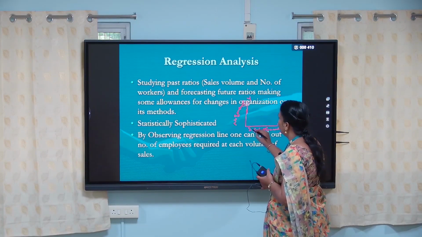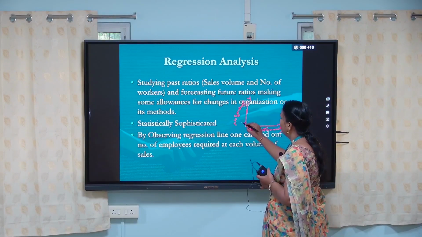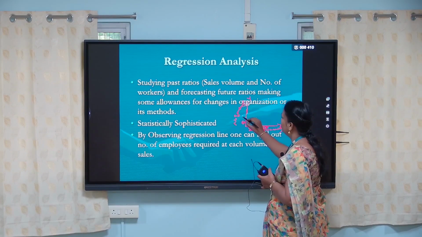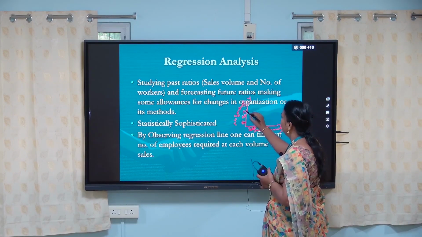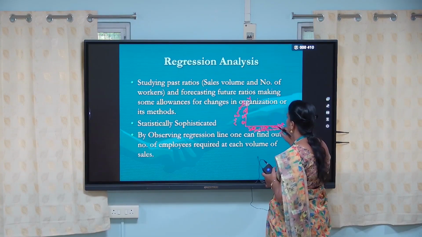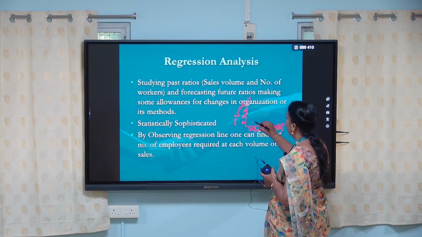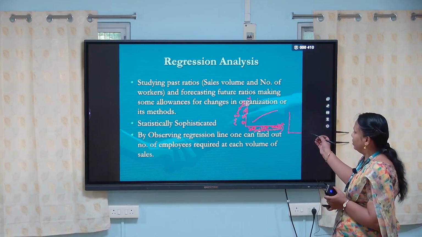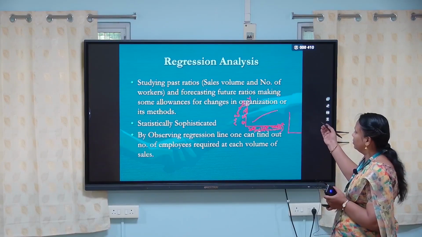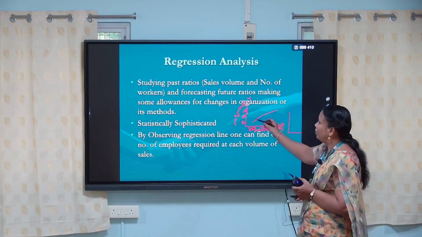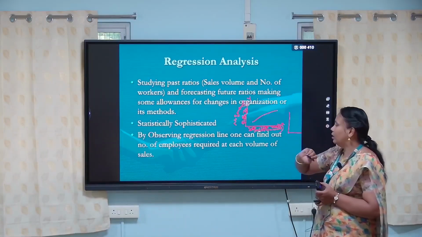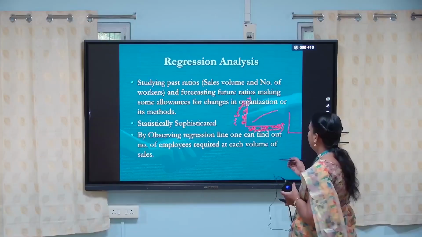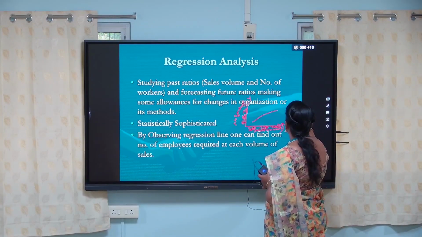Here, to produce 2000 units you need 50 employees. For producing or selling 2500 units you need 100. For 150 employees we are producing 3000 units. So, by this we can draw a regression line like this. From 2000 to 2500, by increasing 500 units we need more employees, like 50 to 100. This is how we calculate by the regression method. Next we are moving to some other technique.